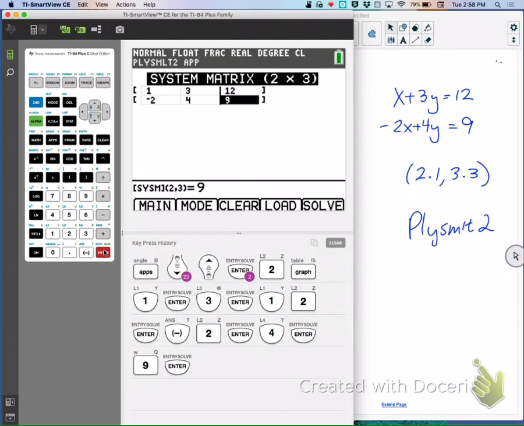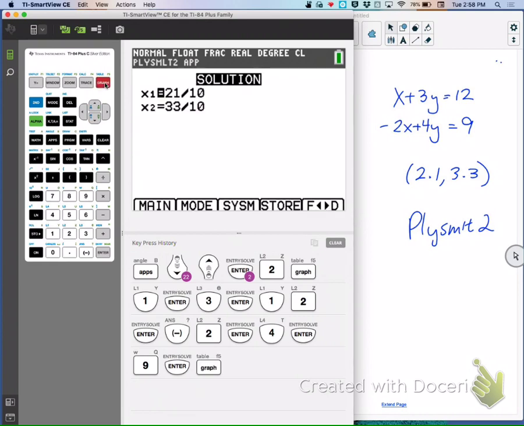Okay. And then once you are sure that you have all of your numbers in there correctly, then you'll hit the button underneath the one that says solve. So that's going to be the graph button. That's right directly underneath the solve. Now, it gave me these as fractions, but if you change those to decimals, it's 2.1 and 3.3 the same way it was when we did it by hand.